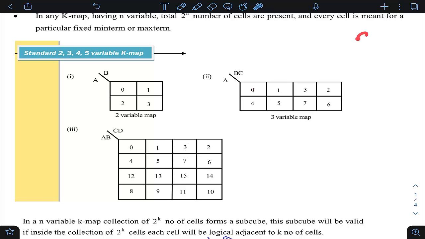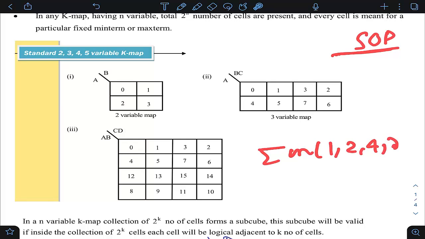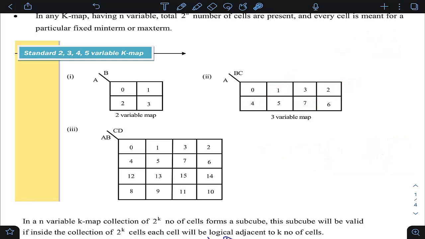If I want to get the answer in SOP form, then I'll be using the min terms. Suppose the function has min terms 1, 2, 4, 7. While using the K-map, I should know which particular cell is meant for min term 1. So I'll be talking about this cell, then min term 2 this one, then 4 and then 7. These are the cells I'll speak about. So in any K-map, the corresponding min term or max term position is fixed.